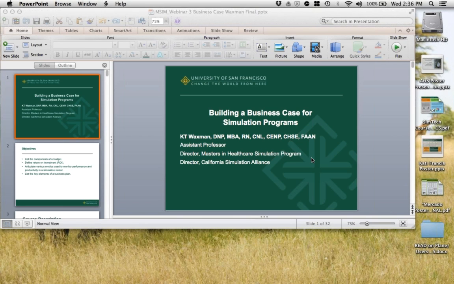A coordinator, depending on the size of the simulation center, you might have a manager, you might have a coordinator, you might have a director. But a coordinator is someone who not only does the coordination, but may do some technology, set up a room, may do some facilitation of debriefing. Depends on how big the center is.